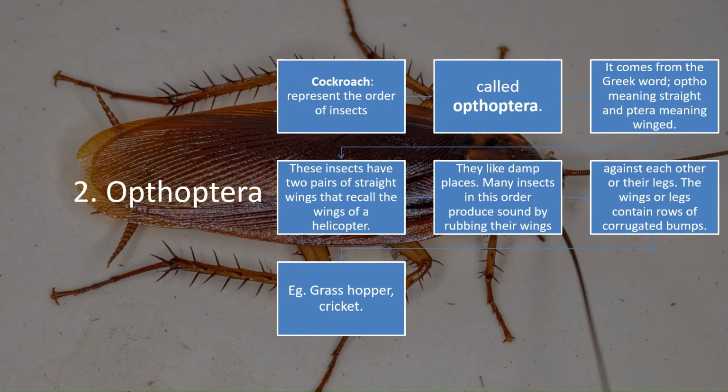Orthoptera. Cockroach represents the order of insects called Orthoptera. It comes from the Greek word ortho, meaning straight, and ptera, meaning winged. These insects have 2 pairs of straight wings. They like damp places. Many insects in this order produce sound by rubbing their wings against each other or their legs. The wings or legs contain rows of corrugated bumps. Other examples are grasshopper and cricket.